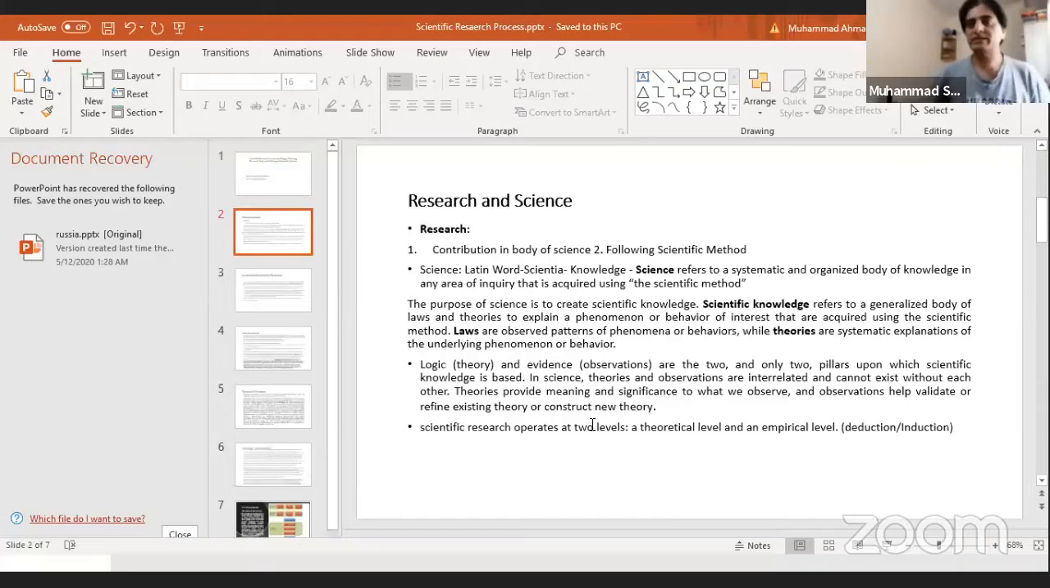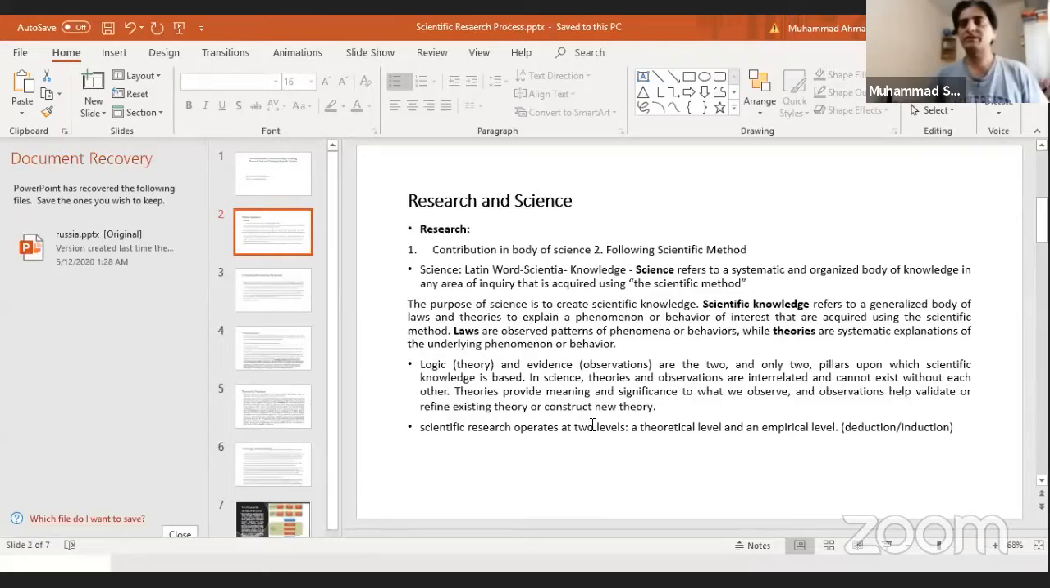So coming next, that is science. What is the meaning of science? You all know that science is a Latin word that is called scientia, meaning knowledge. So science refers to a systematic and organized body of knowledge in any area of inquiry that is acquired using the scientific method. Here I have mentioned the scientific method within quotes. So scientific method needs further exploration.